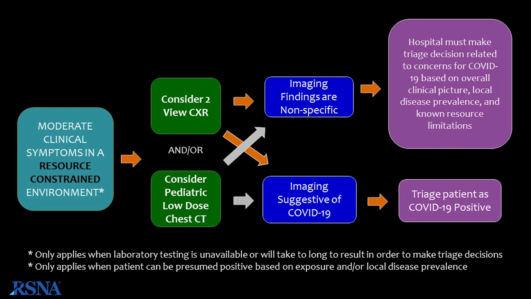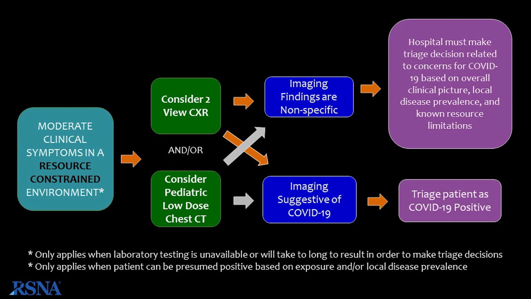The final group of decision making for pediatric patients is the resource-constrained environment with pediatric patients who have moderate to severe clinical symptoms. This classification should only be used in settings where laboratory testing isn't available or will take too long to result in order to make triage decisions. Further, it should only be applied in environments where there's a high prevalence of COVID-19 and a patient can be presumed positive based on exposure or local disease prevalence.